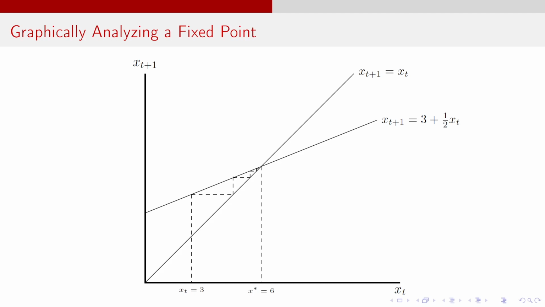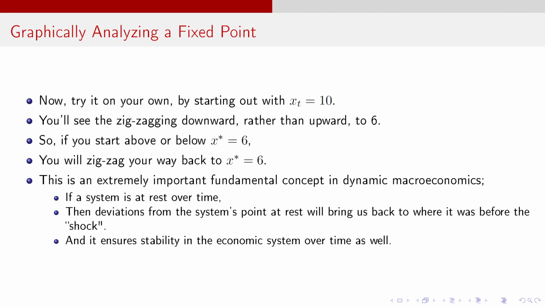Now, if you evaluate this over and over again, it's going to converge to 6. It doesn't mean that you'll touch 6. You'll never actually get to 6; you'll get infinitesimally close to 6, but you won't actually get to 6. So I would say try it out on your own, starting with x_t equals 10. If you get stumped on that, it's actually in the previous lecture, so you'll see that zigzagging downward rather than upward, but it's still going to go to 6. So if you start above or below x star equals 6, you will zigzag your way back to x star equals 6.